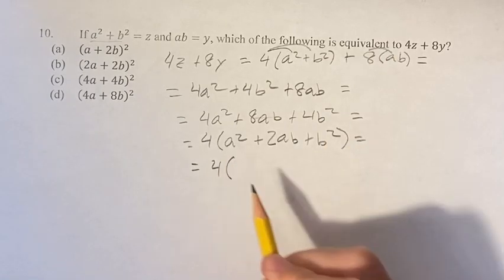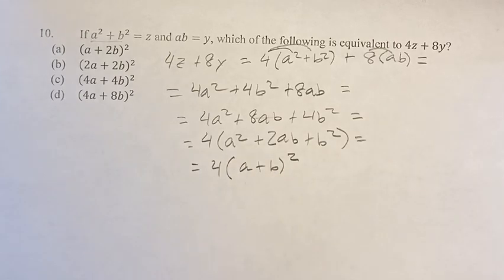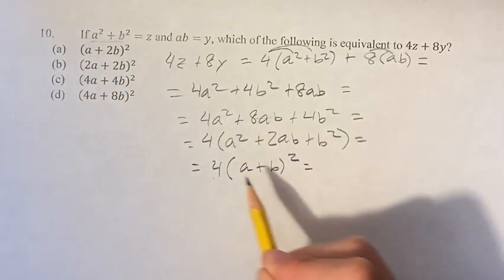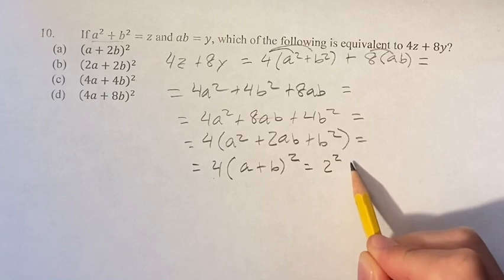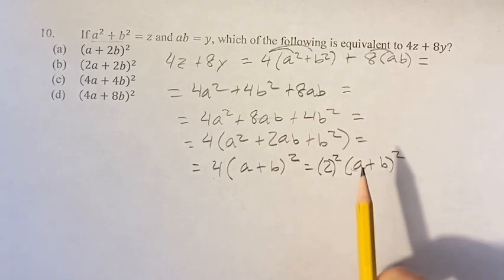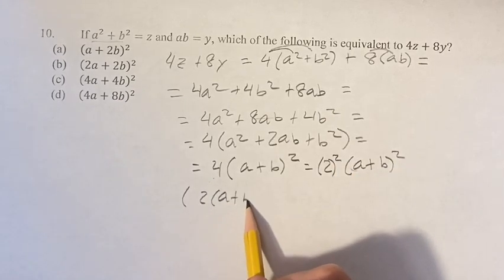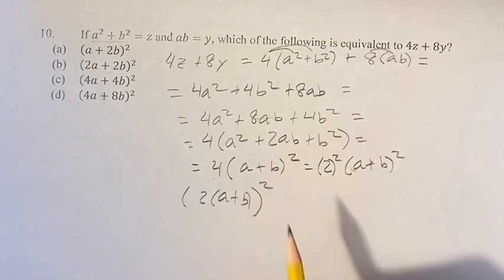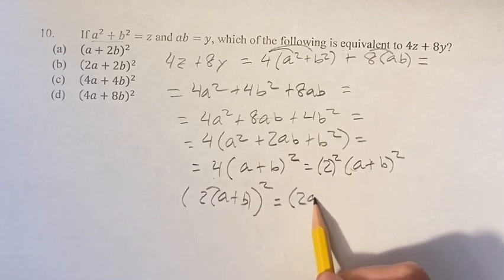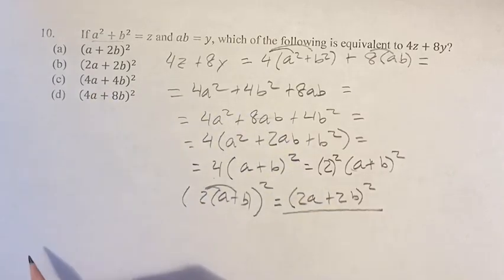And you'll probably notice now that this is equal to (a plus b) squared. So we notice 4 times (a plus b) squared is not any of these answers. So we have to convert this: 4 is 2 squared, and then it's times (a plus b) squared. And if you have one thing squared times another thing squared, you can multiply them, 2 times (a plus b), and square the whole thing. And then you distribute within, and you get (2a plus 2b) squared, and this is going to be your final answer.